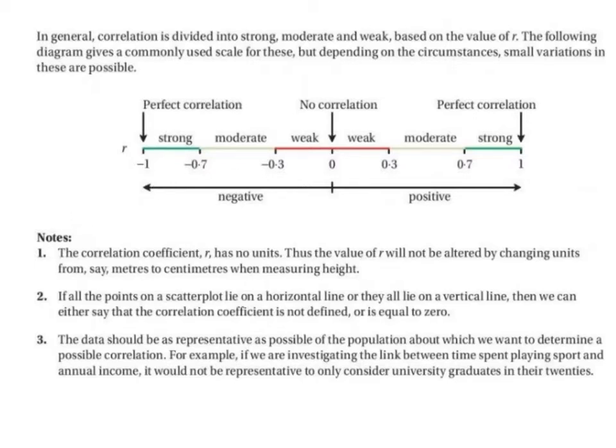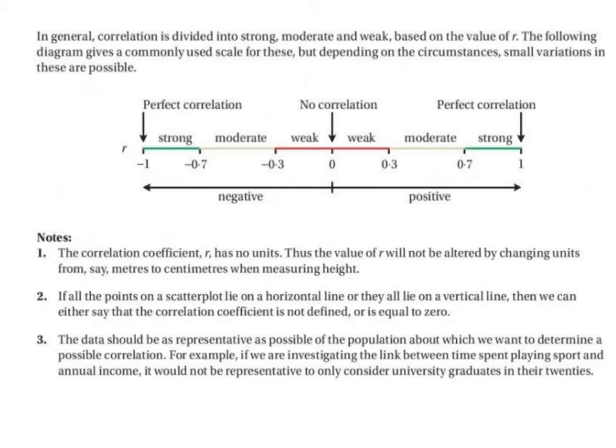Some notes. The correlation coefficient r has no units. Thus, the value of r will not be altered by changing units from, say, meters to centimeters when measuring height and so on. If all the points on a scatter plot lie in a horizontal line, or they all lie in a vertical line, then we can either say that the correlation coefficient is not defined or is equal to 0.